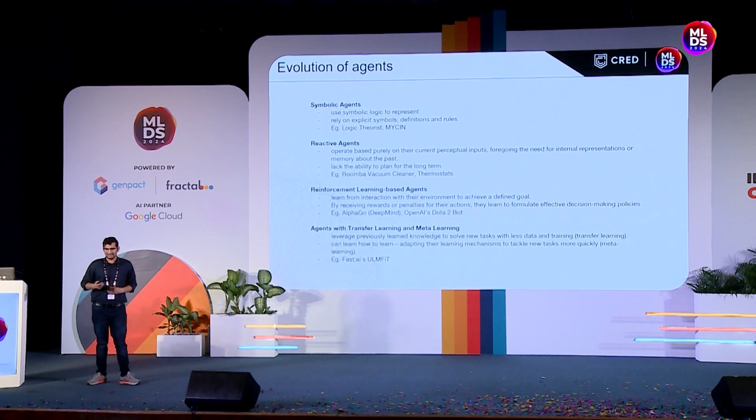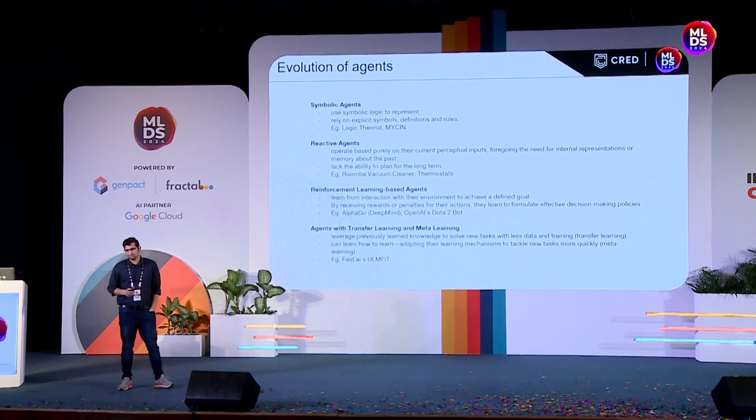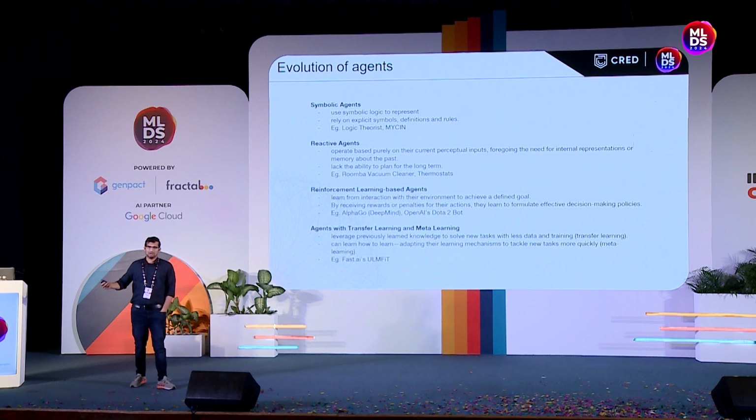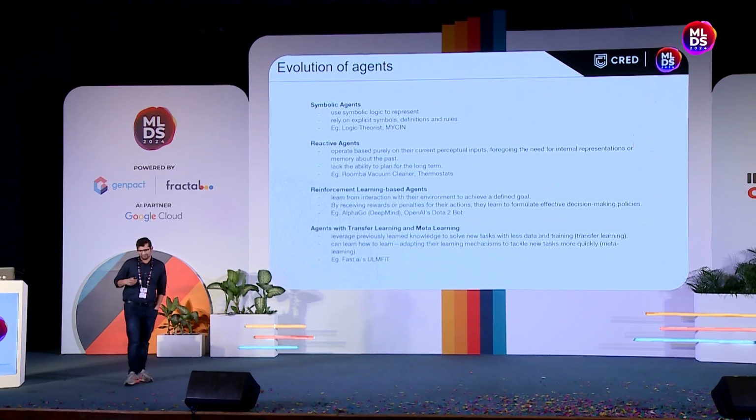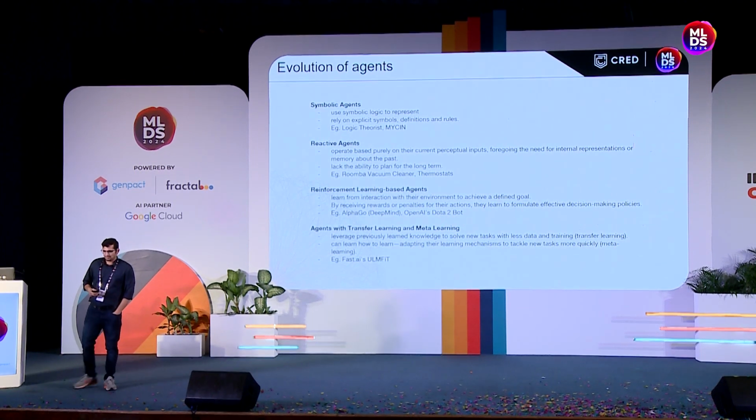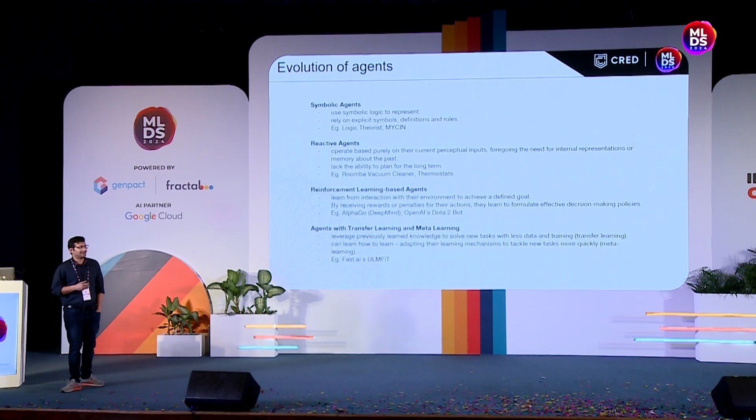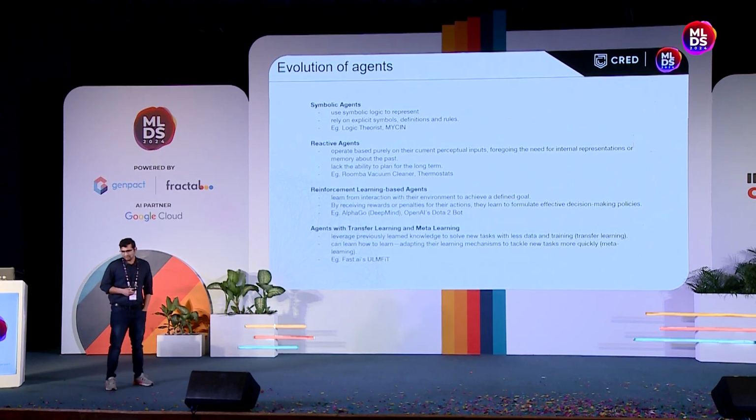It started in 1950 with symbolic agents, where we used symbols and simple rules to build different AI agents. Mycin is one, which was used to detect bacterial infections. Another is Logic Theorist, which was basically used to prove a lot of different theorems. There were similar ones like that.